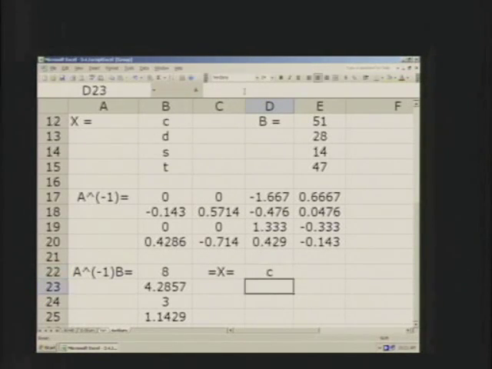So our first entry is C, second is D, third is S, and the fourth is T. So this tells us that the solution to the system of equations is C equal to 8, D equal to 4.2857, S is equal to 3, and T is equal to 1.1429.